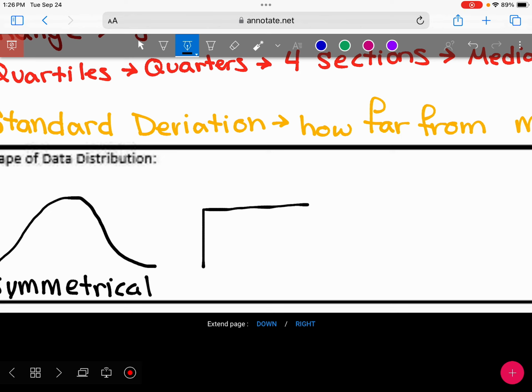We could have a graph that looks like this. And this is called uniform. So this would be that I had one person that gave me each answer. I asked 6 people. One person said they wanted flight. One person said they wanted teleportation. One person said they wanted super speed. One person said they wanted invisibility. Ones across the board. Like it is uniform. There are no peaks, no valleys, nothing wild and crazy. Uniform.